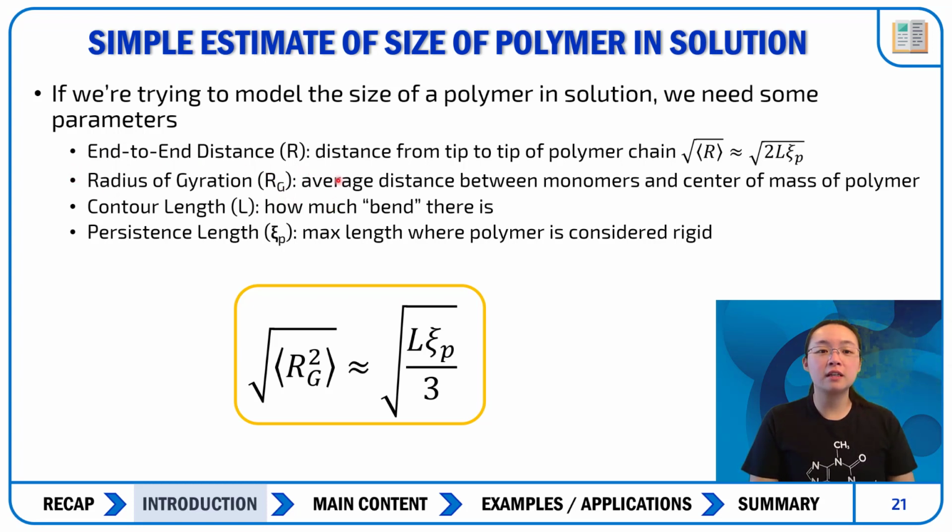So Rg is usually the best and most precise measure of polymer size because it takes into account the polymer center of mass, which takes into account its individual building blocks, and it also takes into account the distance between those building blocks. So this gives us a much more accurate model, which we'll derive later on as well. We have the square root of the radius of gyration squared so that you can actually get Rg, and it's approximately equal to the square root of the persistence length times contour length divided by 3. So we'll be using this for our next practice problem.